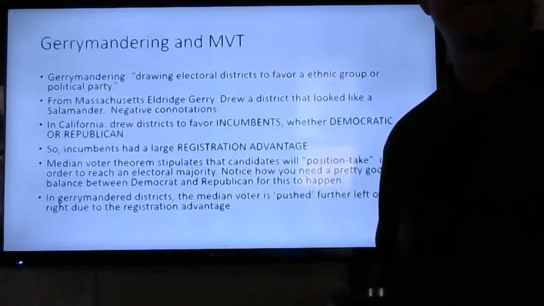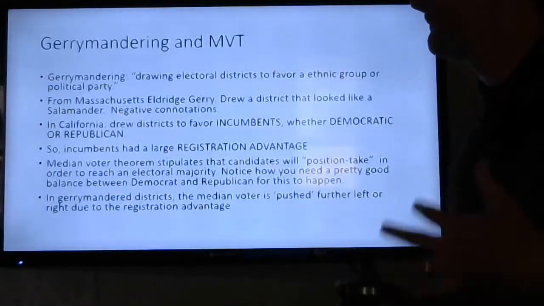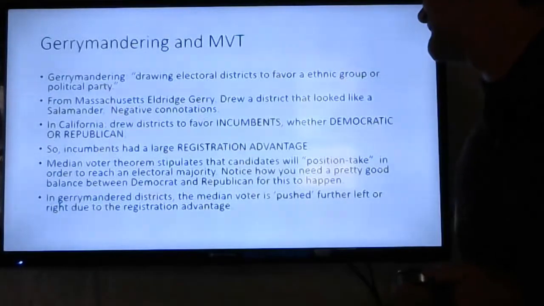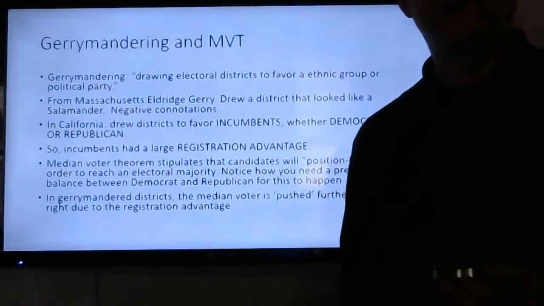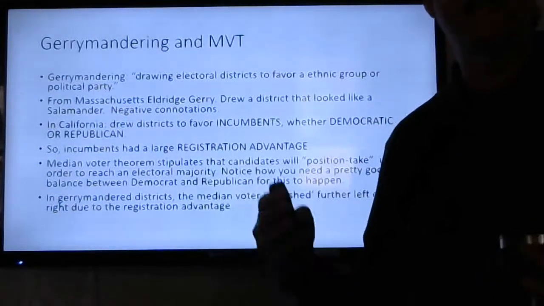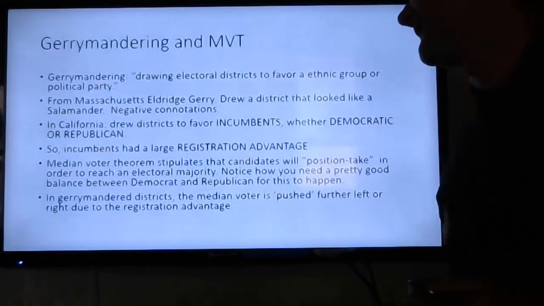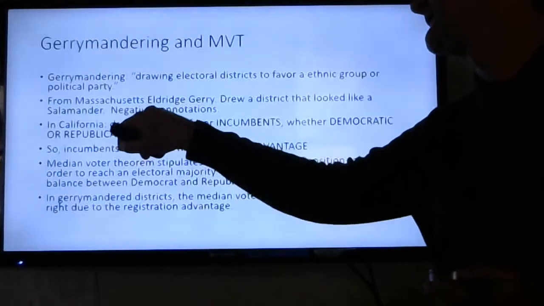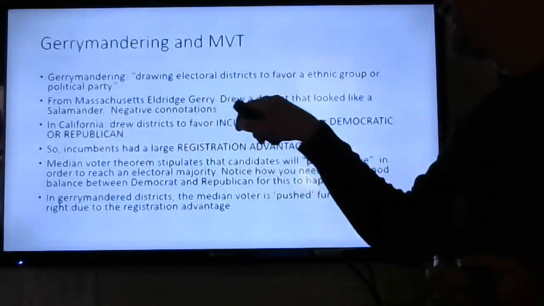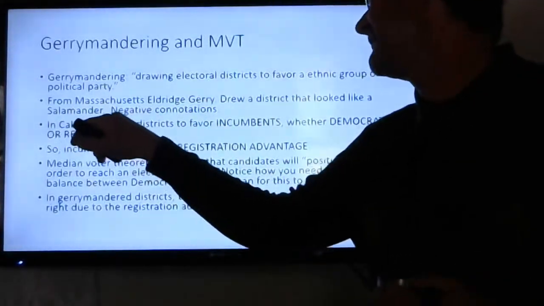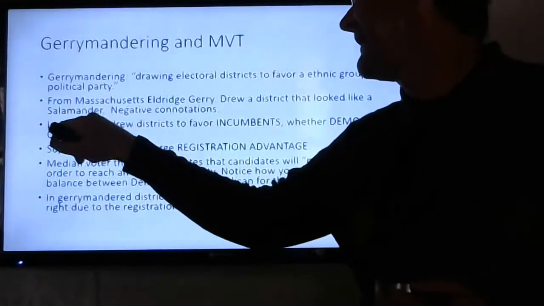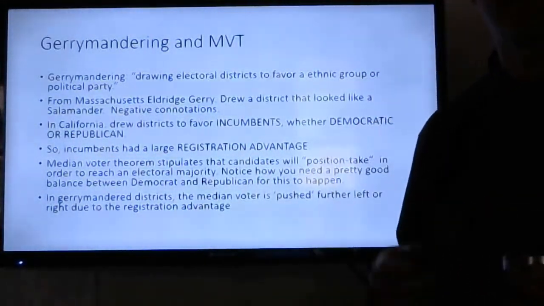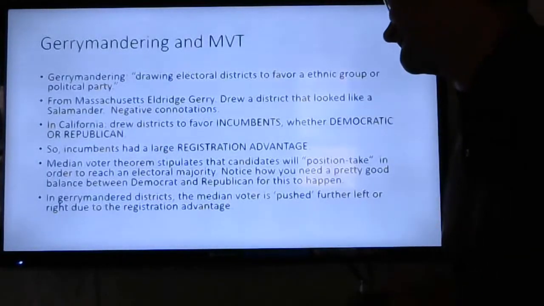Remember, the first rule said no more gerrymandering. What is gerrymandering? First, gerrymandering is drawing electoral districts to favor an ethnic group or political party, or anybody, any type of favoring way of drawing a district. It comes from Massachusetts Governor Eldridge Gerry. He drew a district that looked like a salamander, so it became gerrymandering. Very negative connotations, kind of trying to manipulate the rules of the game to get electoral advantage.